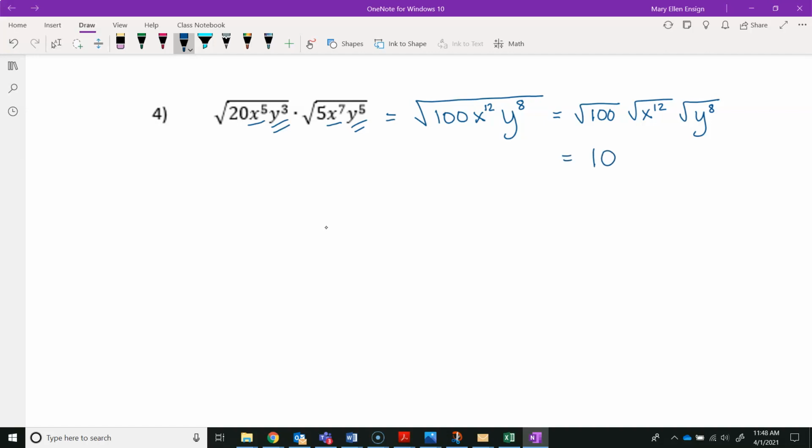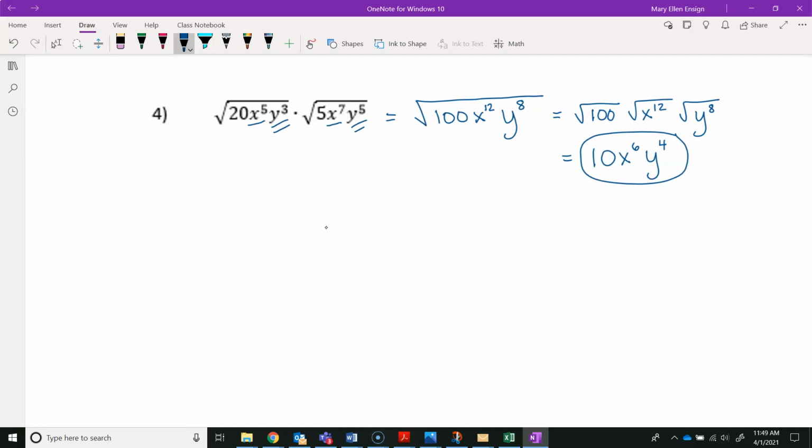Square root of 100 is 10, square root of x to the 12th is x to the 6th, square root of y to the 8th is y to the 4th. And there's my answer. Now, sometimes people get confused and keep a radical too long in the process. Maybe they write a radical in this circled part somewhere.